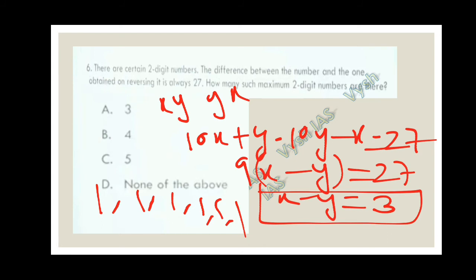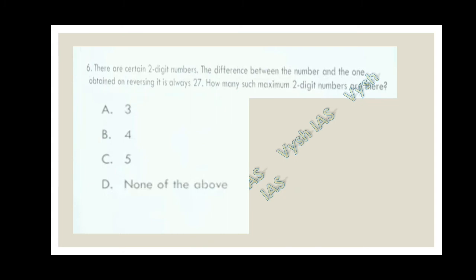6 numbers are possible in the place of x and y, which is not there in the options. So none of the above is the option for this question.